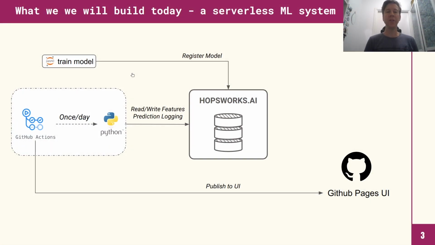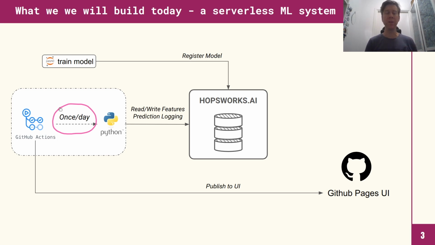In today's lecture, you're going to build your first serverless machine learning system. It's going to be a prediction service based on the well-known iris flower dataset. It's going to be a very simple service. Once per day, it's going to generate a new flower from the iris dataset. So synthetically, we're going to create a new instance of a flower.